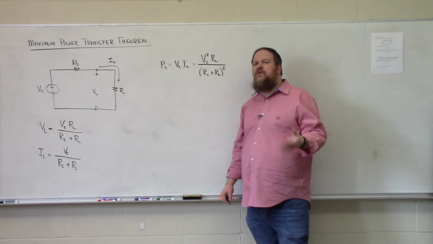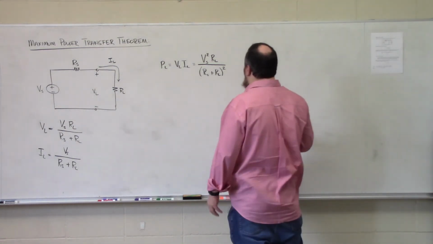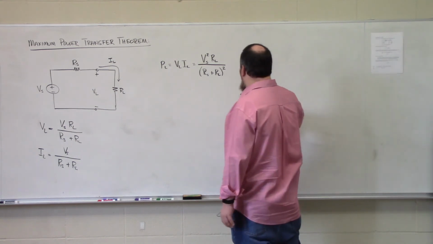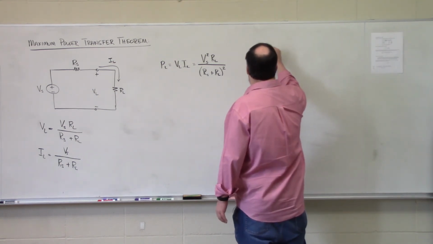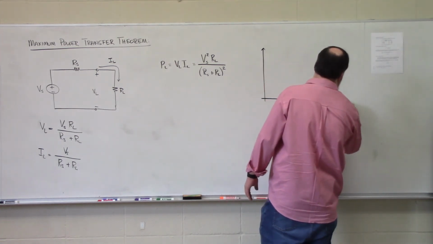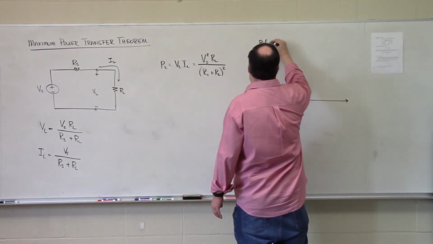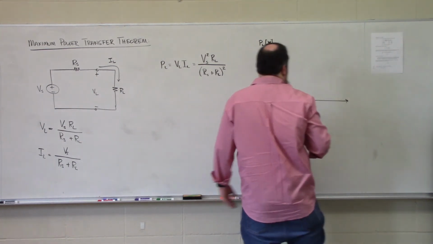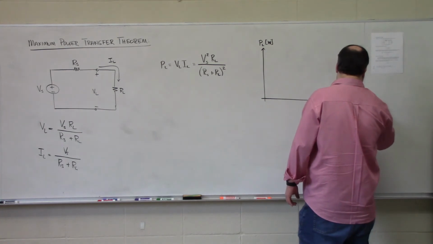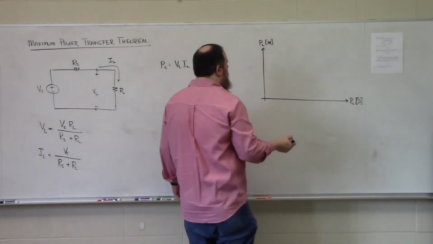Okay. So what if we wanted to know the maximum amount of power that that practical voltage source could supply to a well-chosen load resistor? Well, if we plotted the power as a function of the value of RL, where our power measured in watts is on the y-axis, and RL, measured in ohms, is on the x-axis, our graph is going to look something like this.